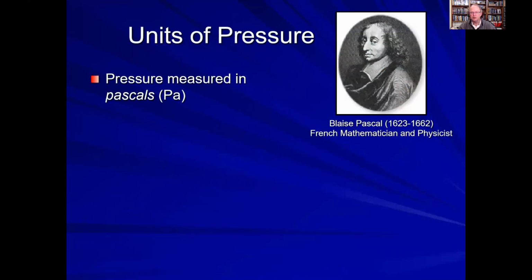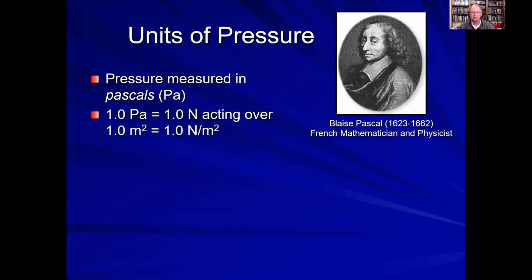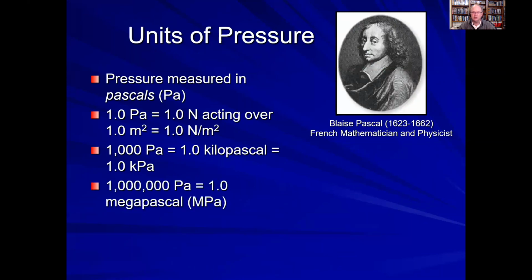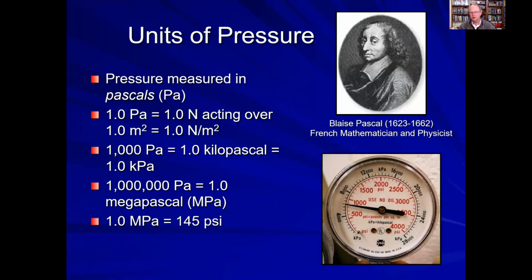The units for pressure used in the biomechanics and engineering community is called the Pascal, named after Blaise Pascal, who was a 17th century mathematician and physicist. 1 Pascal is basically 1 Newton acting over a 1 square meter surface area. 1,000 pascals are known as a kilopascal, abbreviated as a kPa. A megapascal is 1,000,000 pascals. To convert that into the English units, 145 psi is approximately 1 megapascal. 100 psi is going to be approximately 689 kilopascals.